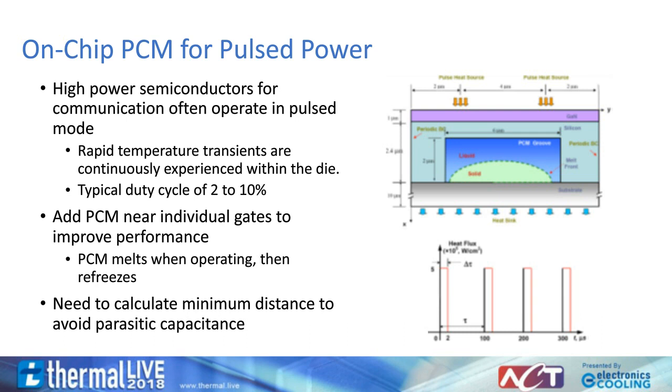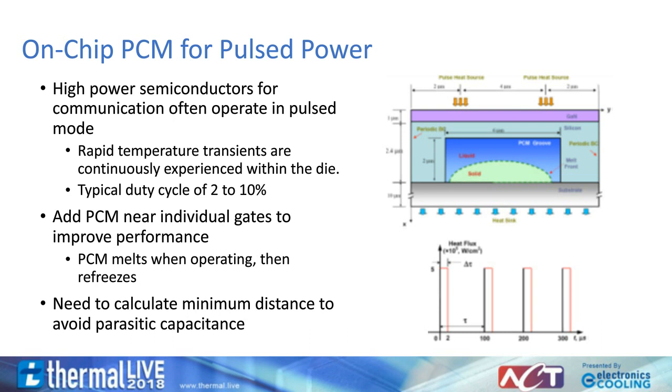In these applications, ensuring the proper amount of PCM, enough to absorb all the heat during the on cycle, while also being able to dissipate all of the heat in the off cycle, is important. Part of the system design should include calculation of the minimum distance between the heat source and the PCM to avoid parasitic effects. Here are some results.